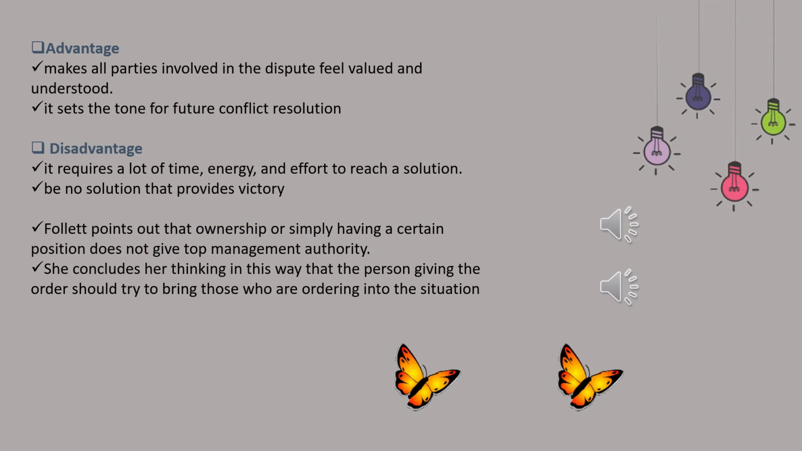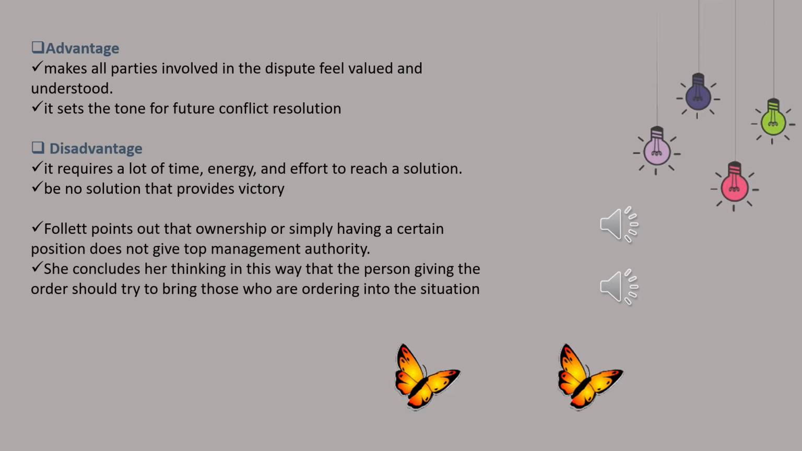The advantage of the approach from Mary Parker Follett in conflict management is that it makes all parties involved in the dispute feel heard, valued and understood. When everyone in a dispute experiences total concern, it can foster understanding and mutual respect. Another advantage is that it sets the tone for future conflict resolution and gives those in charge a shared responsibility for resolving a problem.